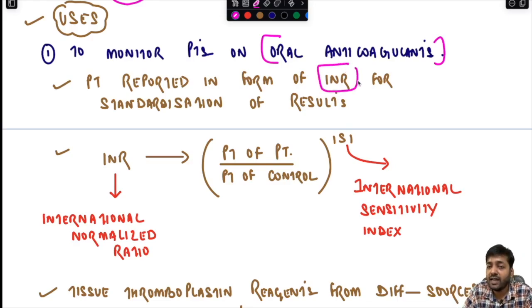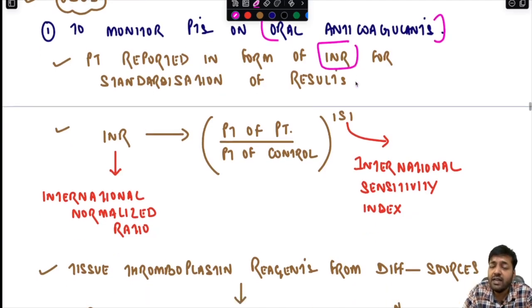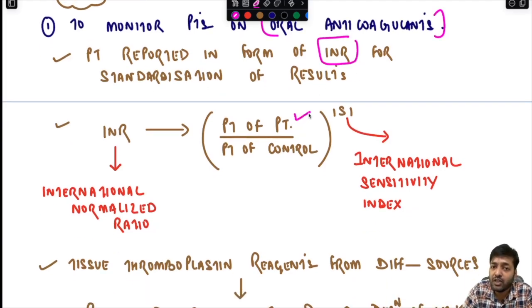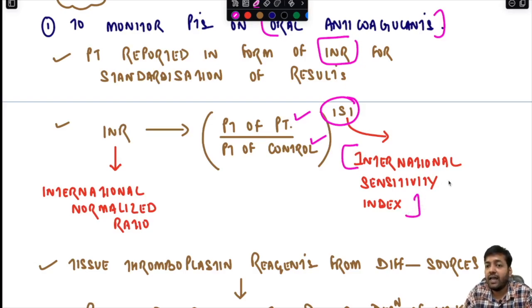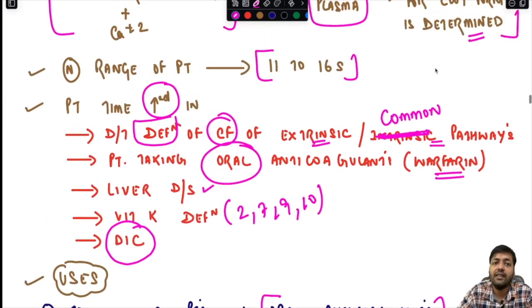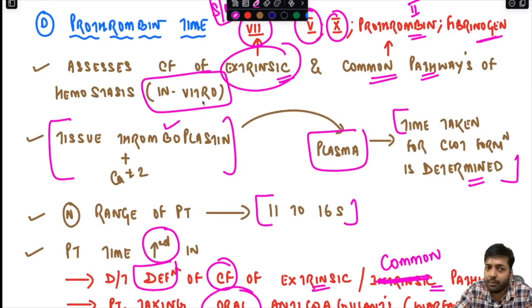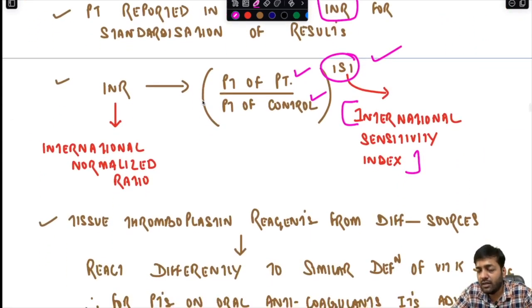Why is it reported as INR? For standardization of results. So what is INR? It is the ratio of prothrombin time of the patient to prothrombin time of the control to the power of ISI. What is ISI? ISI is International Sensitivity Index. This is different for different companies who are manufacturing different types of tissue thromboplastin that we are using. So the manufacturer itself is going to give you the ISI from where you are purchasing the tissue thromboplastin. As we have seen, the tissue thromboplastin is used as a part of the test. So different tissue thromboplastin reagents have different ISI, which is fixed by the manufacturer.